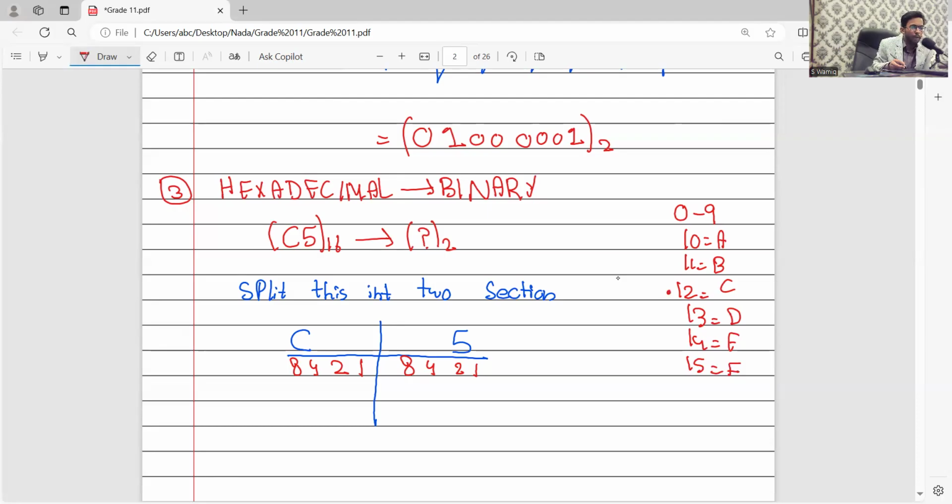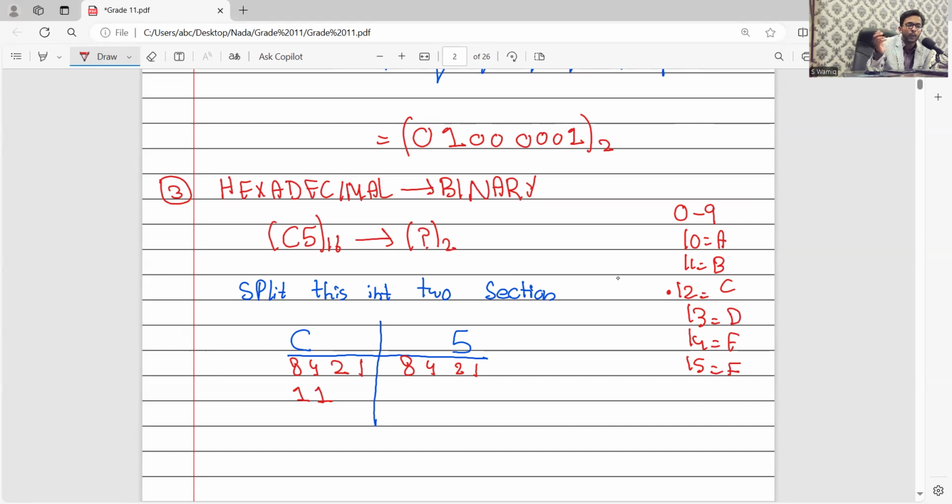So I need to have the 12 here. Now I'm going to put 1 only on those values that make the total sum of 12. So should I take 8? I will be starting from the left hand side. Yes, I will be taking it. Should I be taking 4? Yes, I will be taking it. So 8 plus 4, 8, 9, 10, 11, 12. That makes the total value 12.